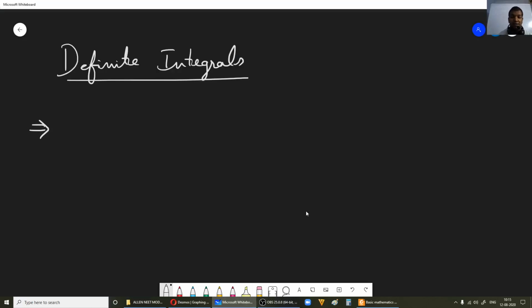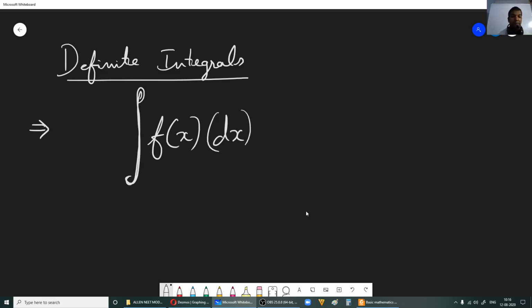Okay, in this class, let us start with the next type of integration, that is the definite integration or definite integrals. Now what this definite integral means is we'll take a function f of x, and we will integrate it. So we are integrating the function with respect to x. You can say f of x dx means integrate the function f of x with respect to x.